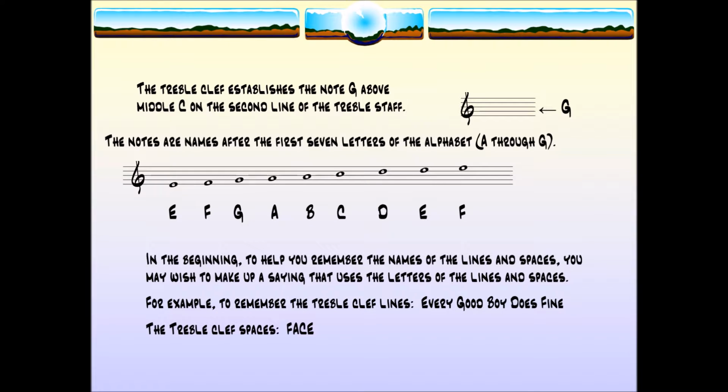In the beginning, to help you remember the names of the lines and the spaces, you may wish to make up a saying that uses the letters of the lines and spaces, some sort of mnemonic. For example, to remember the treble clef lines, every good boy does fine: E, G, B, D, F. The treble clef spaces spell the word face: F, A, C, E.